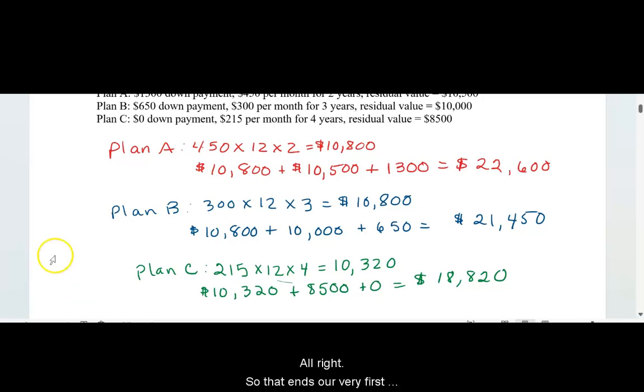All right, so that ends our very first section on finance. And next time, we're going to talk about simple and compound interest.